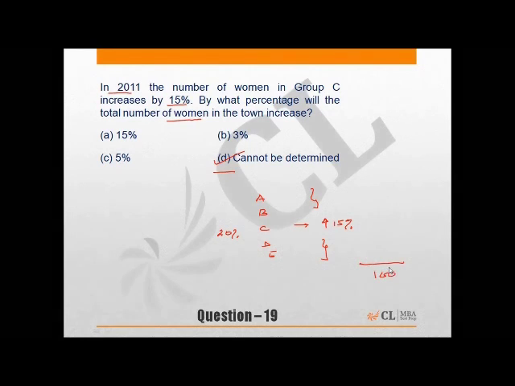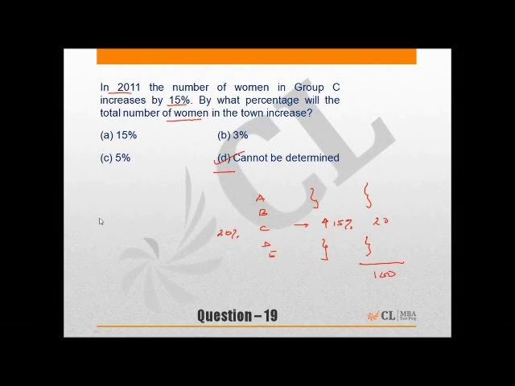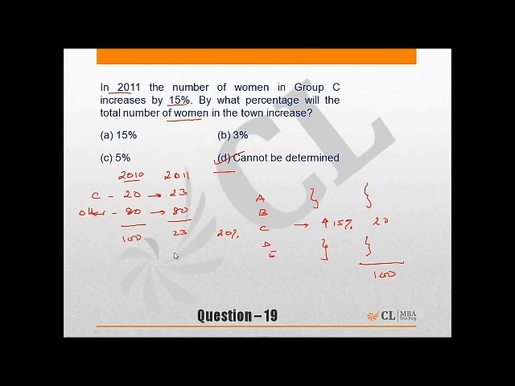I can assume that if there were 100 initially, C was 20 and the other groups combined were 80 in 2010. If in 2011 C goes up by 15%, that means 20 goes up to 23, an increase of 15% on 20. Others remain constant, so 80. So 23 plus 80, I'm sorry, this is 103. So what is the share of C now? It is 23 upon 103, or maybe just under 23%.